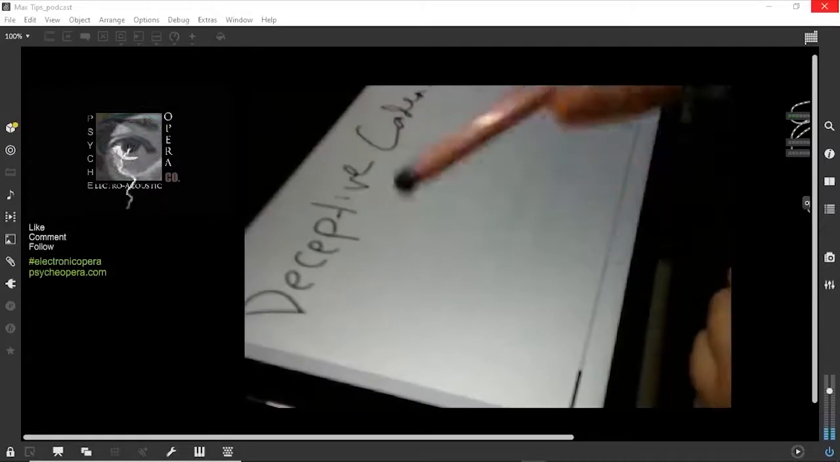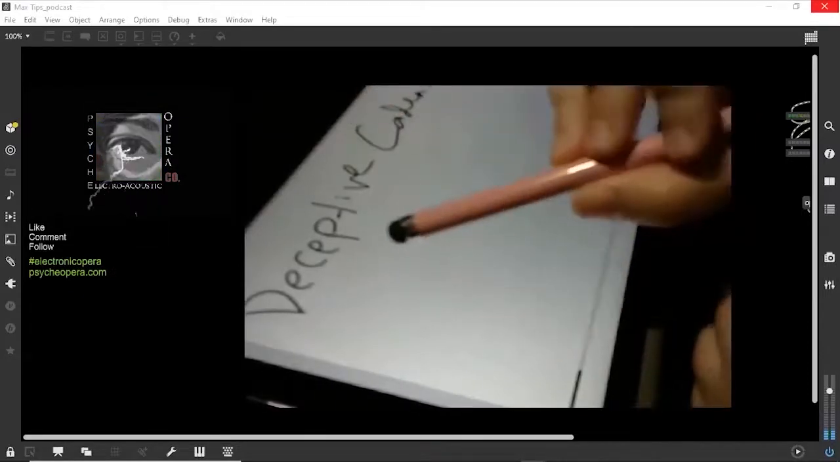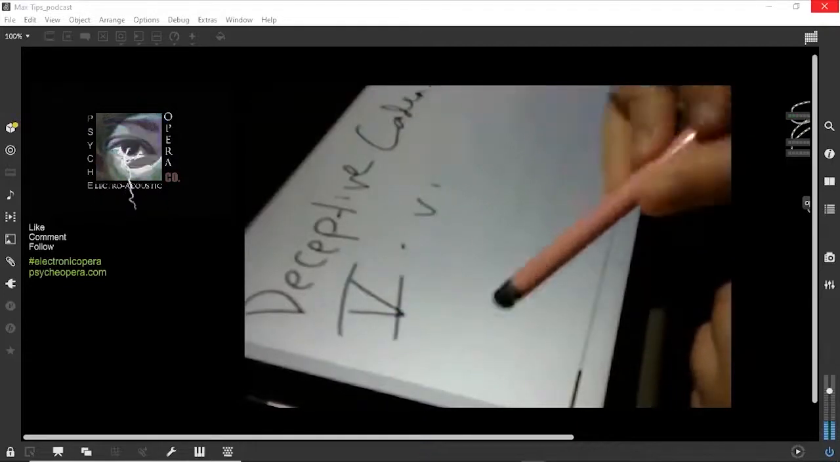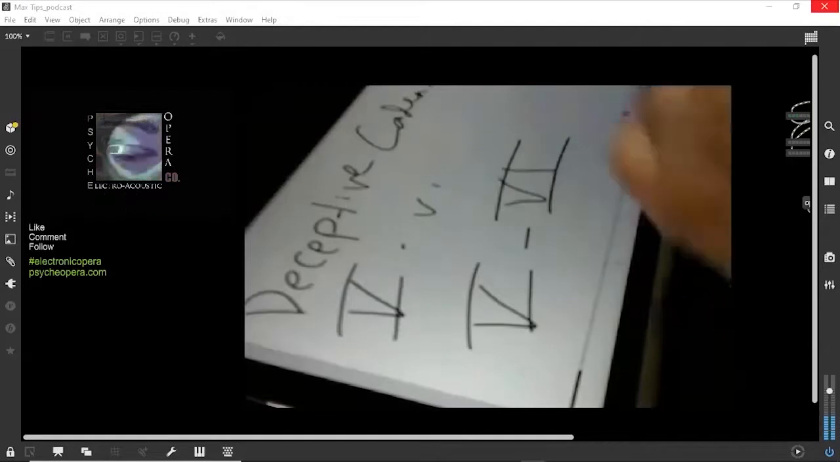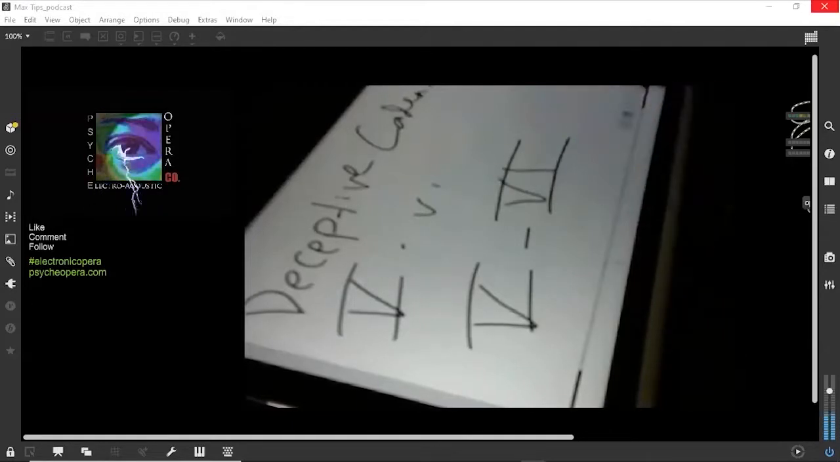Okay. All right. So what are the Roman numerals for deceptive cadence? 5 to 6, yeah. 5 to 6, and in minor, 5 to 6. Way more dramatic in minor. All right. Okay. Now, deceptive cadences can happen in the body of a piece, not as cadences, but as motions. When it happens in the body of a piece, it's called a deceptive motion.